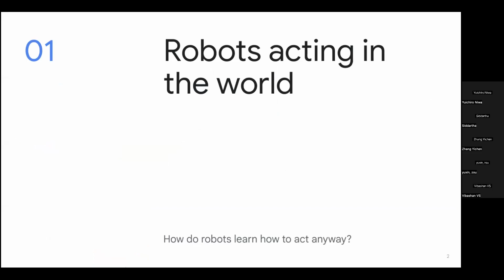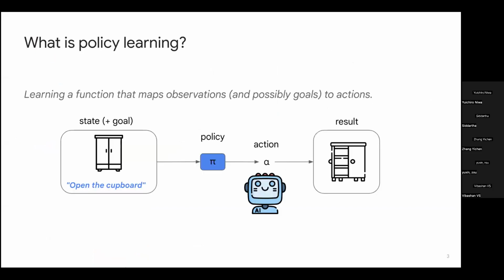One thing that you will hear a few times during this talk is policy learning. For those of you who already know what policy learning is, bear with me, but just to quickly introduce it for people who are not familiar with the terminology, it's simply learning a function that maps observations and possibly goals to actions. So for instance, in this simple example, if your visual state is a cupboard and your goal is to open the cupboard, the policy is just a learned function that spits out actions that a robot can execute, and hopefully your resulting visual observation will be an open cupboard.